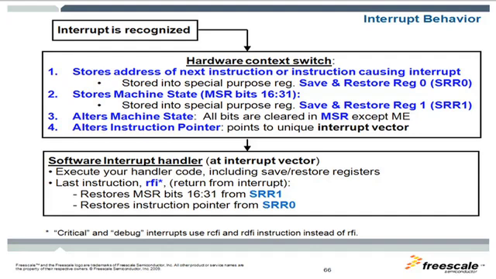As the software interrupt handler, you will execute the code, which will include a prologue to save registers, an interrupt service routine to do your stuff, and an epilogue to restore registers. And then the last instruction is return from interrupt, RFI. This will restore the machine state, and this will restore the instruction pointer from these two registers.